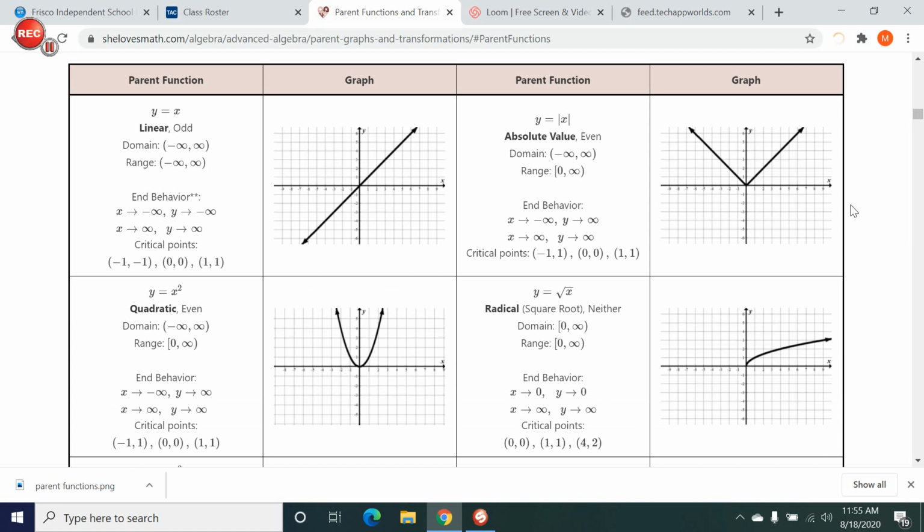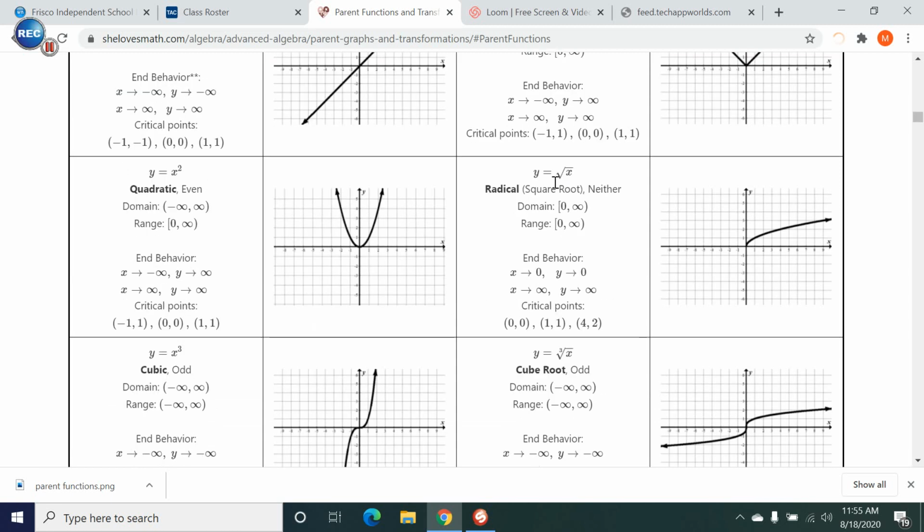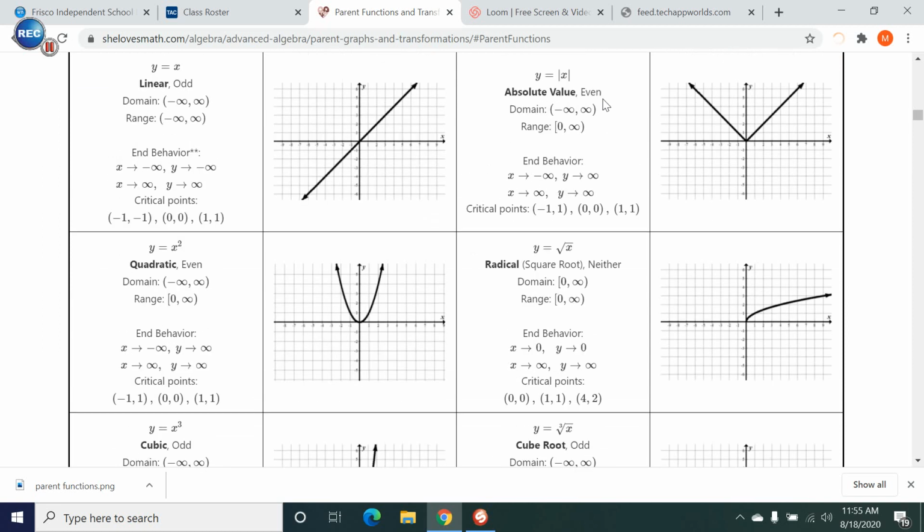Here's your absolute value function. Here's the graph. The domain would be all real numbers, negative infinity to positive infinity. The range would be 0 to infinity with the 0 being inclusive. Here's our quadratic. Oh, sorry, I forgot this is an even function. Quadratic is also an even function. Here's what it looks like. The domain is all real numbers, and the range will be 0 to infinity, including the 0.